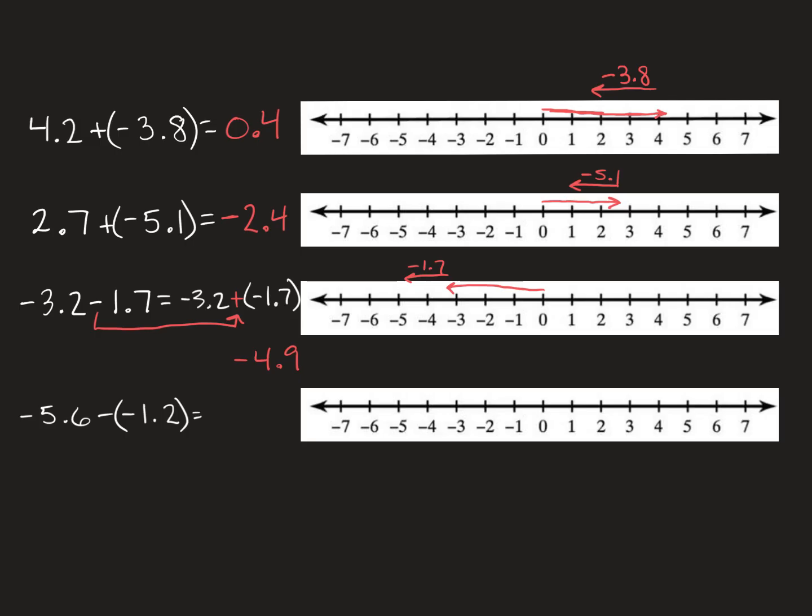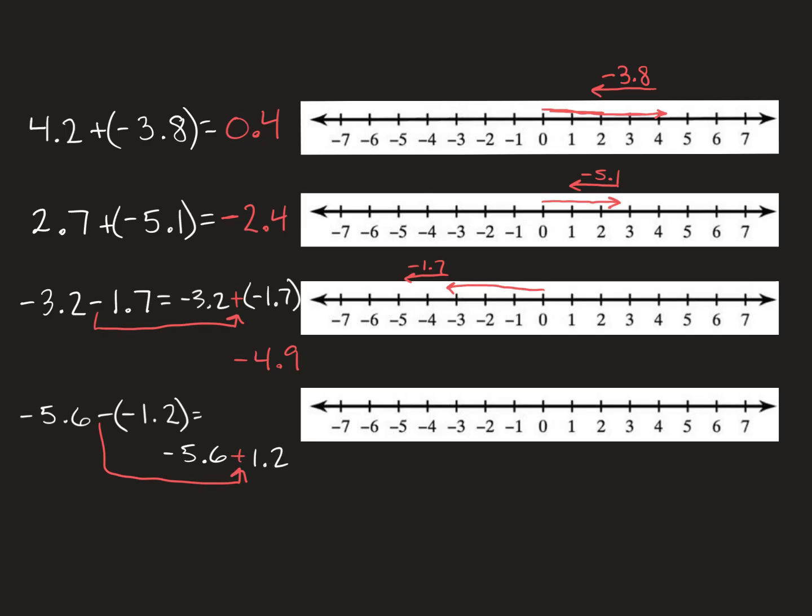So now we have our last one here, negative 5.6 minus negative 1.2. We got to turn this into an addition problem. So we start with negative 5.6, and now this is going to be addition because that subtraction is turning into addition. And now we need to identify what is the inverse of negative 1.2. It's positive 1.2. So I just write 1.2.